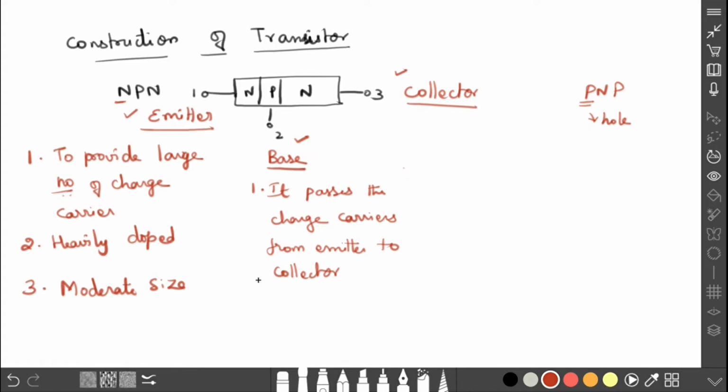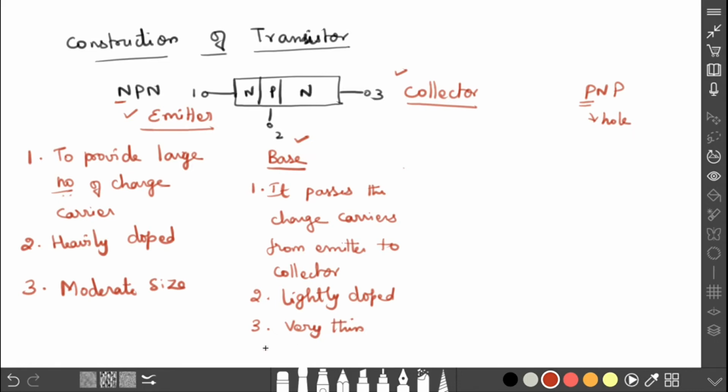Already I said its duty is to pass only the charge carriers from emitter to collector, so it should be very lightly doped. Very small amount of impurities is added. In this case the base is p-type, so it is a p-type semiconductor and the majority charge carriers are holes. The holes will be very few in number due to the light doping. And the main thing is it should be very thin in size. It occupies a very thin area in the transistor.